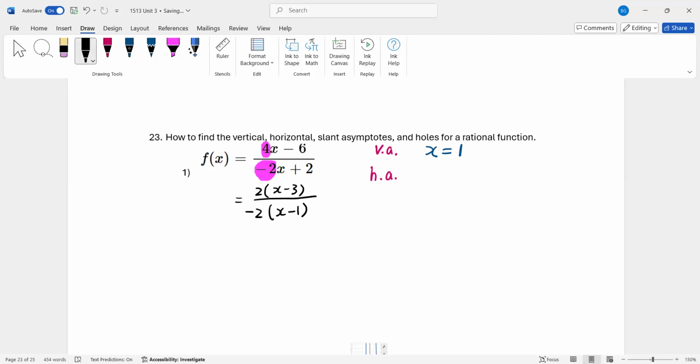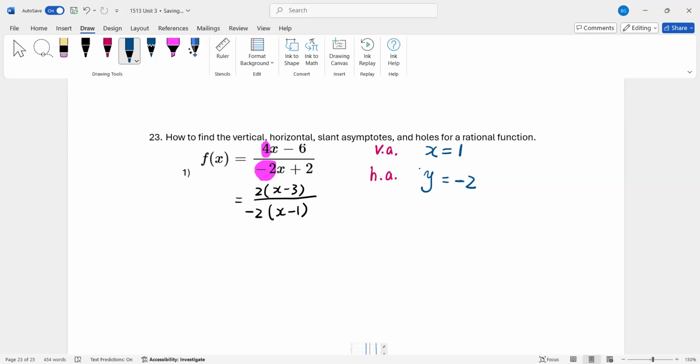And the horizontal asymptote is a horizontal straight line. So the equation of the horizontal asymptote is going to be y equals a number. Y equals 1 number. The number is the quotient of the two coefficients. 4 over -2, which is -2. And that's how we find the vertical asymptote and horizontal asymptote.